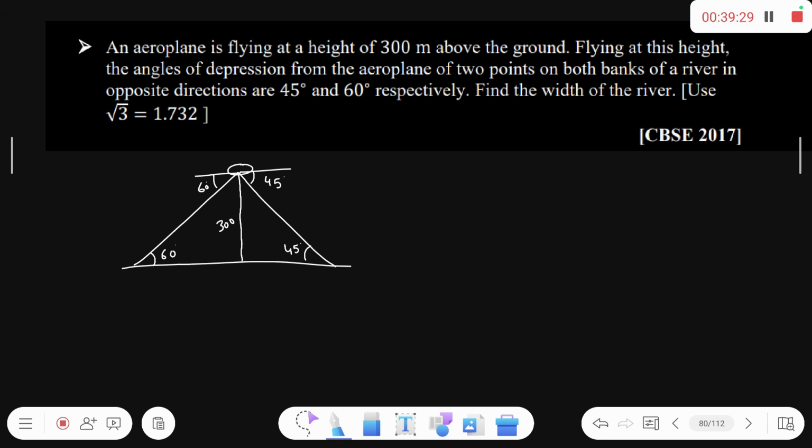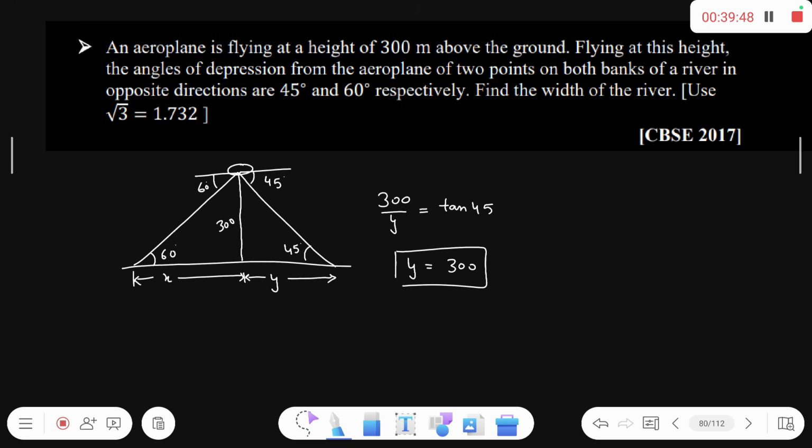So this is 300 meter, and take this as x and this as y. So 300 upon y is equal to tan 45, or y is equal to 300, because tan 45 is 1. Again, 300 upon x is equal to tan 60. Tan 60 is root 3. So 300 by root 3 is your x, or into root 3 upon root 3.